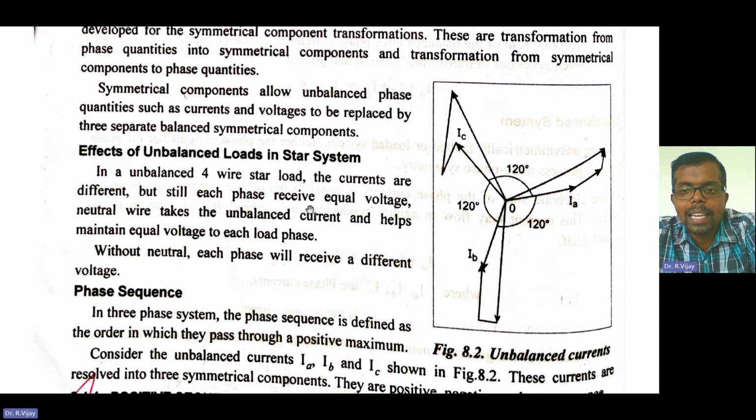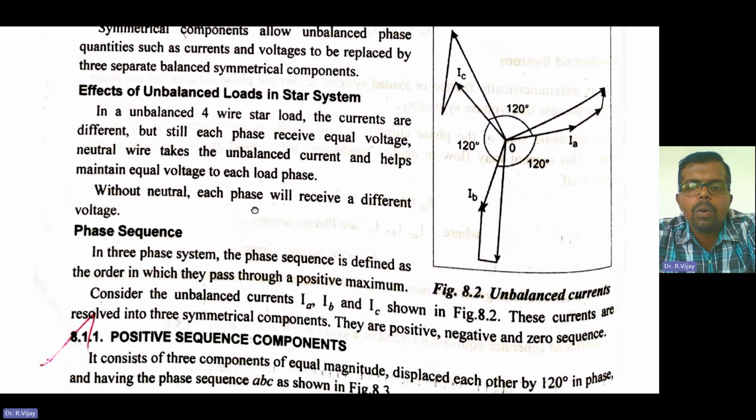The neutral wire is there in the four-wire star connection, at the center. That neutral wire carries the unbalanced current that helps maintain the equal voltage to the load phases. Without the neutral, each phase will receive a different voltage. So if the neutral is not there, every phase will receive a different voltage.